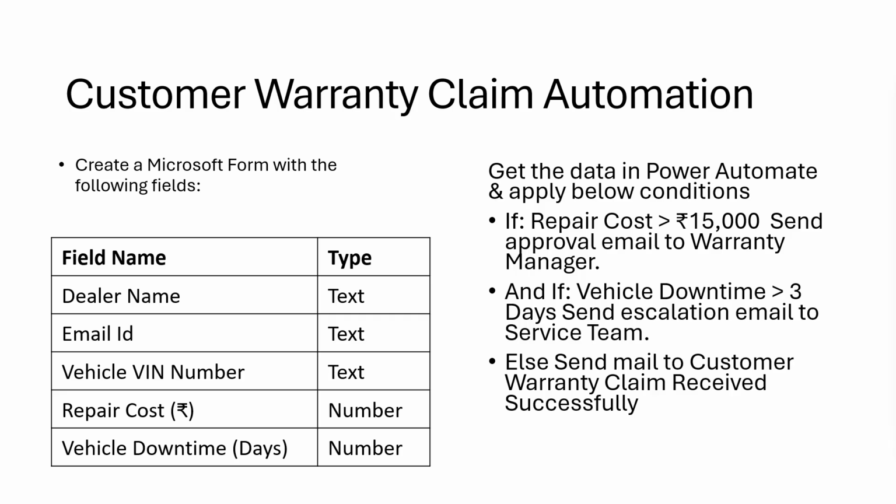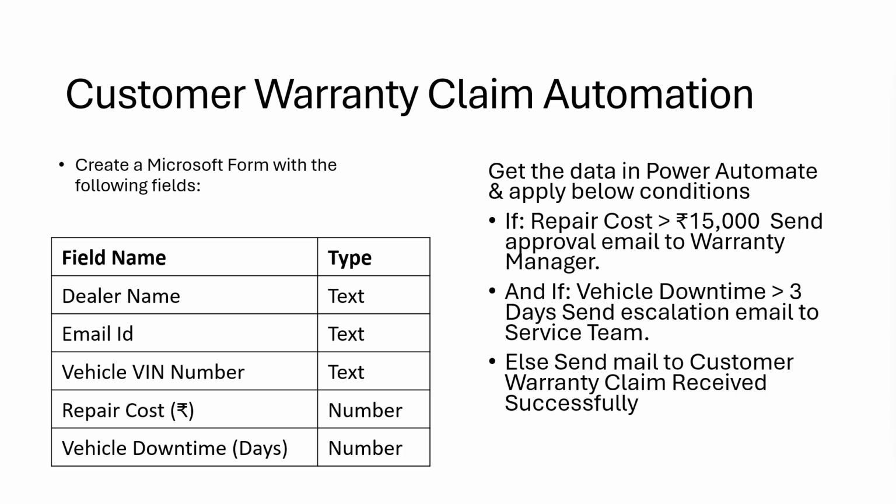More than 50,000 and that's what I want you to check. If it is only more than 50,000, I want to send it to the warranty manager. If it is more than 50,000 and downtime is more than 3, I want to send this mail to my service department. If both are satisfied, I want to send it to my service department. It's 'and', it's not 'or'.